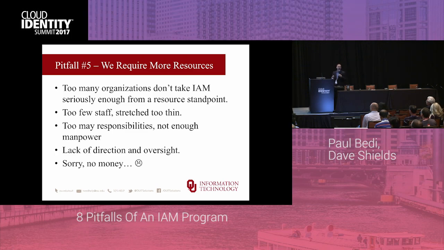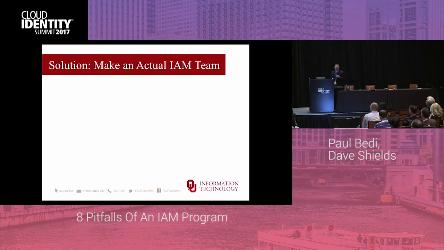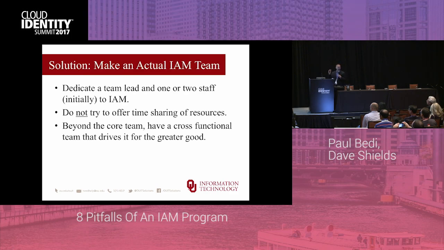And also, if there are no resource lines, there's no way to get the direction and the oversight. And of course, you can't get funding if you can't show what it is you need funding for. So make an actual IAM team. Dedicate a team leader too, if you can. Do not try to share resources, and I cannot stress this enough.